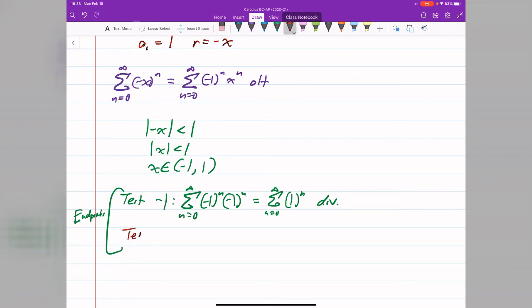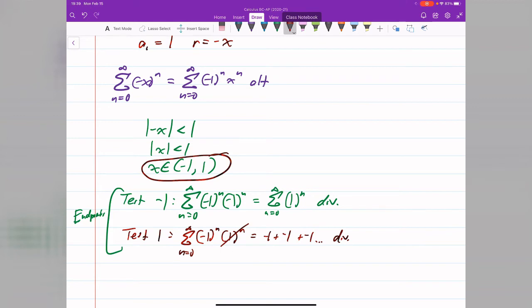Then if I test 1, the other endpoint, I get the sum from n equals 0 to infinity of -1 to the nth power and 1 to the nth power, which just gives me an infinite number of -1s being added up, because that goes away, and all I'm going to have is -1 plus -1 plus -1. That also diverges. So we can very safely conclude that that is our interval of convergence. Remember, the radius of convergence is 1, but for the interval of convergence, we test the endpoints to make sure that that's our true interval.